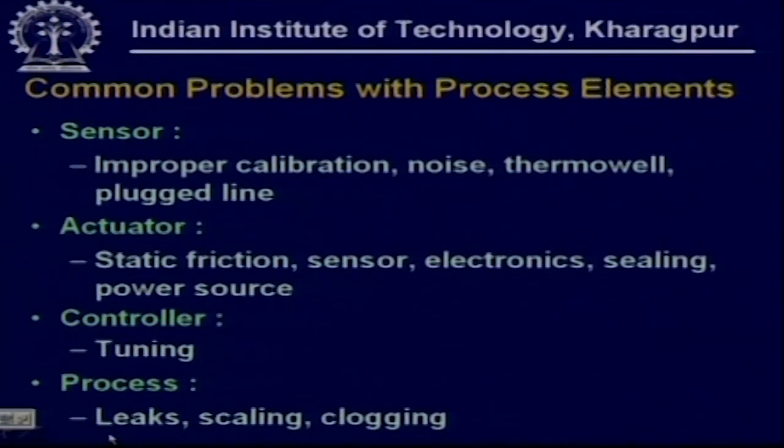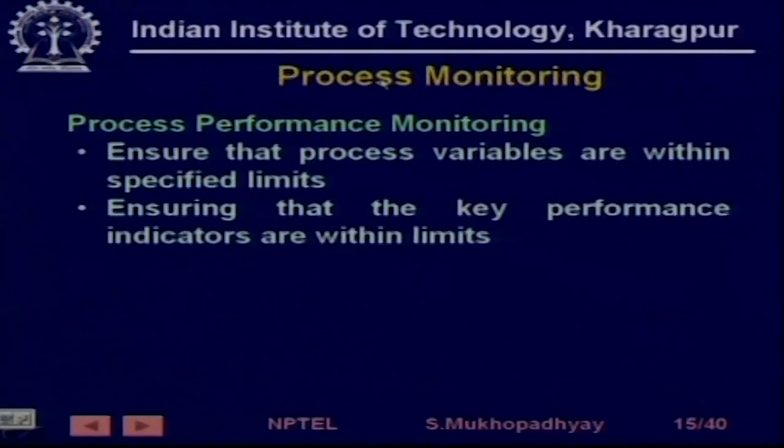And of course, the process can develop leaks. It can develop scales on heat transfer equipment. Things can get clogged. So all these kinds of problems can occur, and these problems generally make the performance of the control loop inferior. So one needs to check all the time whether the control system is actually performing adequately. That is the basic job of process monitoring.